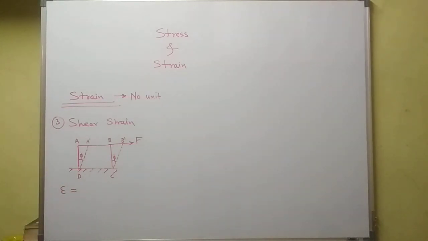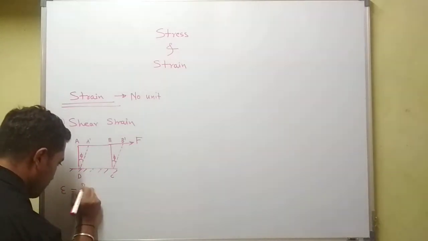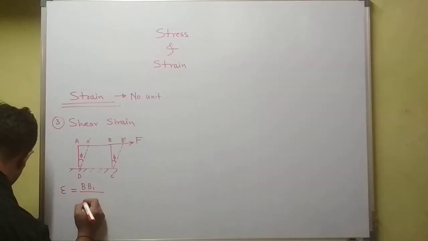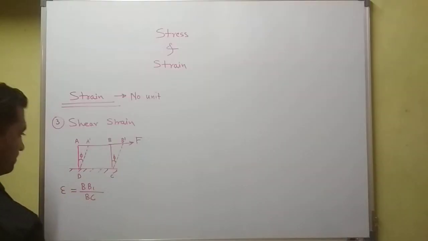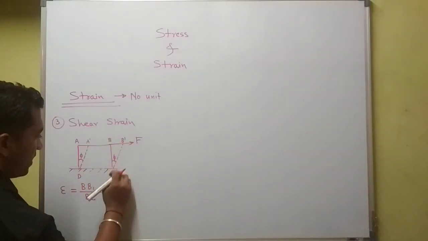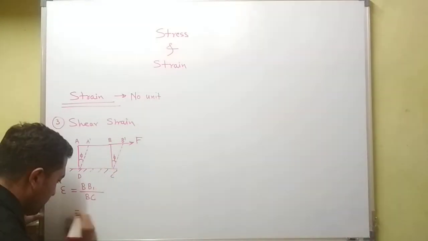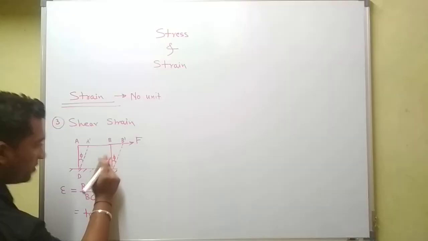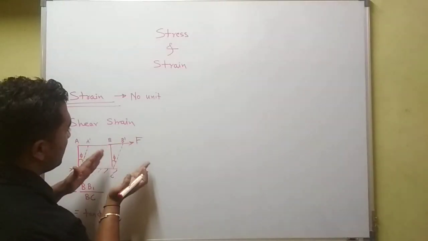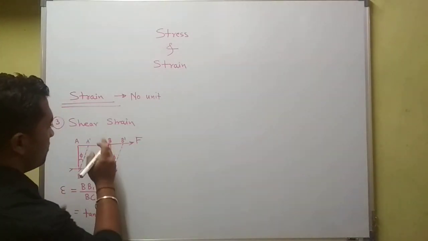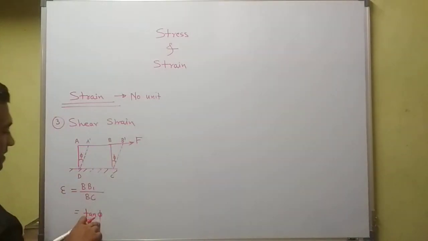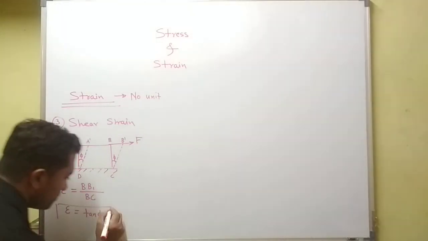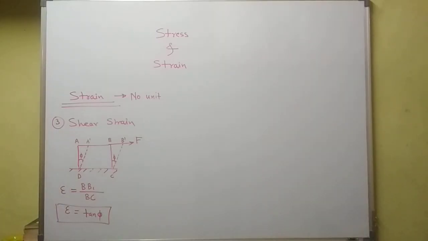Now the shear strain is B dash divided by BC. This is nothing but tan phi, the angle between this. By how much angle the point B got deviated to point B dash, that angle we can put here. This is shear strain.